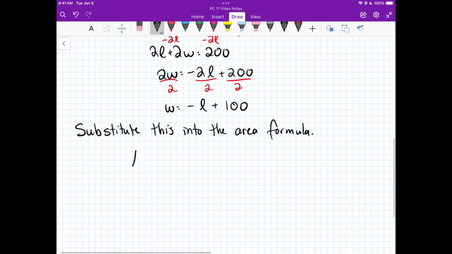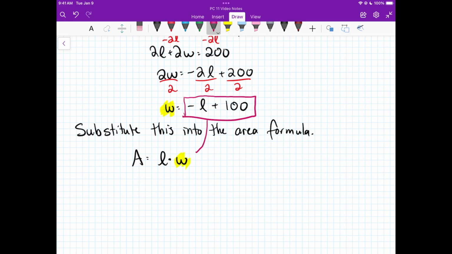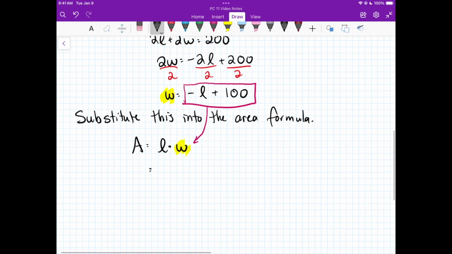So our area, remember, was length times width, but we just figured that our width can be written as negative L plus 100. So that is going to go in for W. So we're going to replace that W, substitute it out, and then see what we get. So we've got L times negative L plus 100.